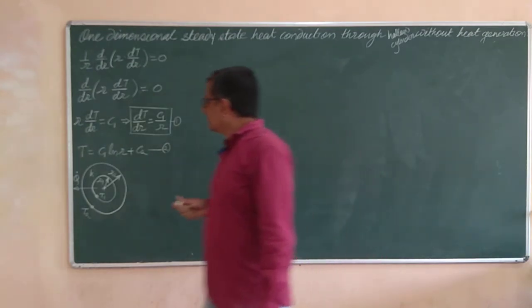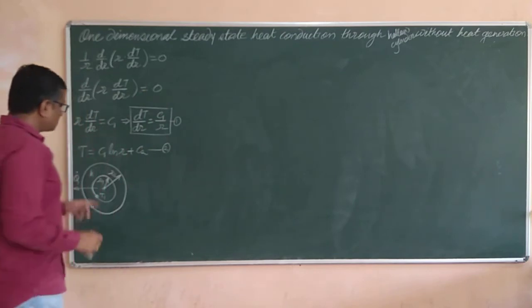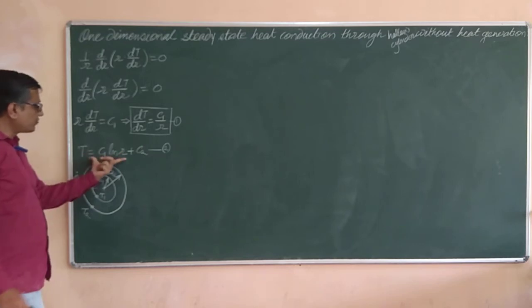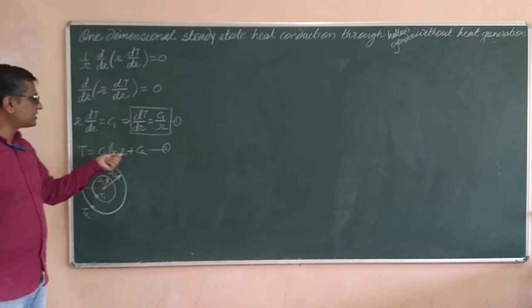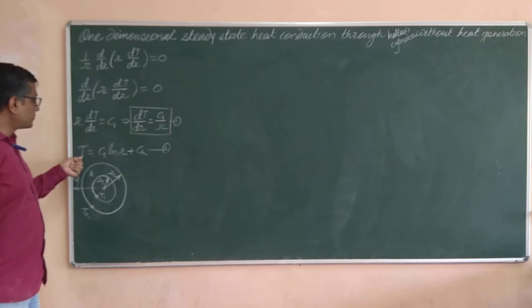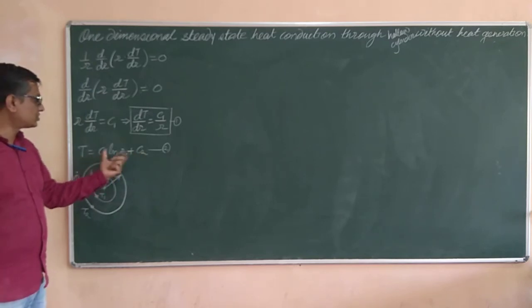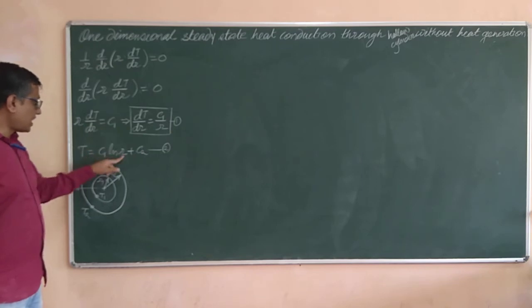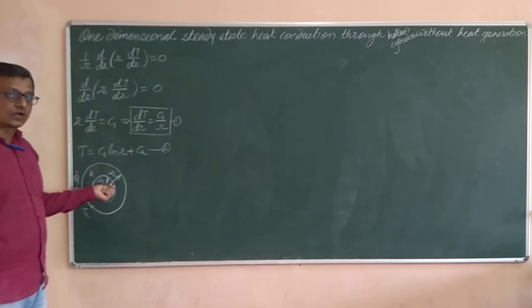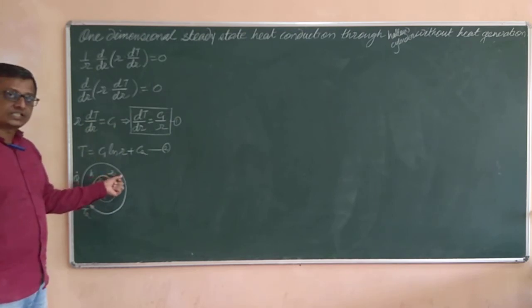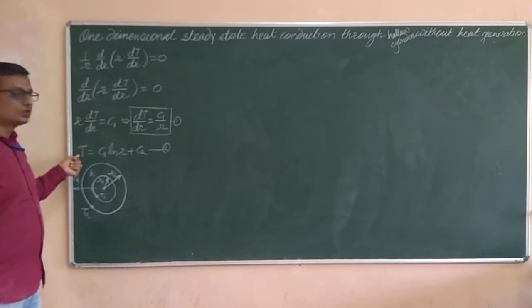Next, we are going to take down the boundary conditions. What are the boundary conditions? See, in this equation there are two variables, one is the radius r and second is the temperature T. Since C1 and C2 are constants of integration, they will be constant, so only two variables are there, r and T. At the inner surface, when the radius is equal to r1, the temperature is equal to T1, and at the outer surface, when the radius is equal to r2, the temperature will be equal to T2.